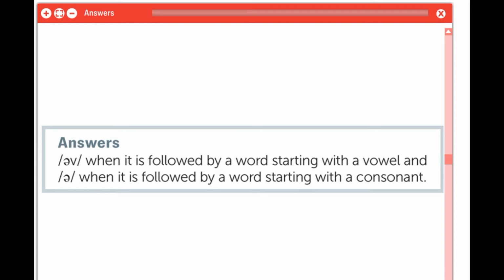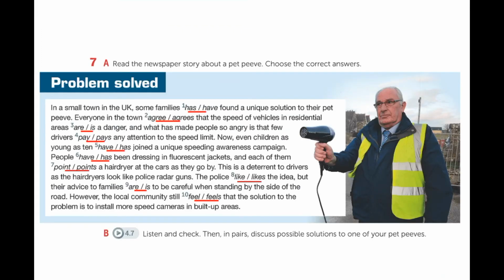That's the difference, right? Let's practice a little bit more about the grammar point by paying attention to the verb agreement with the subject. So, take a look at the newspaper story about a pet peeve and choose the correct answers, right? Listen. 4.7. Problem solved.